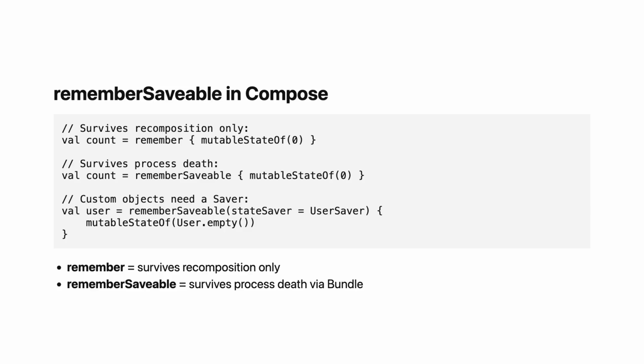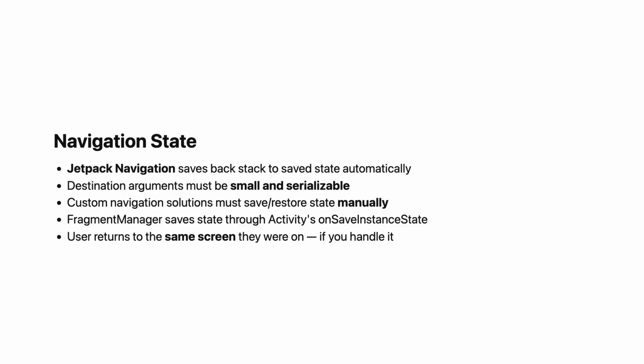Navigation state is one of the trickiest parts of process death. The user was three screens deep. The process is killed. They come back. Where should they be? If you are using the Jetpack Navigation component, it handles this for you. It saves the back stack to the activity's saved state and restores it on recreation.